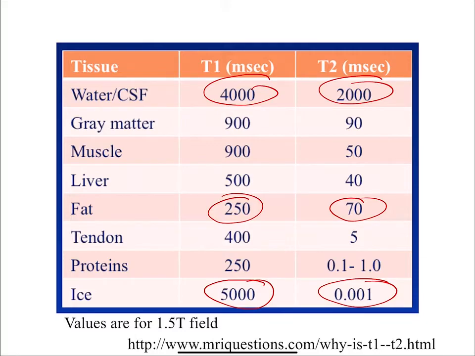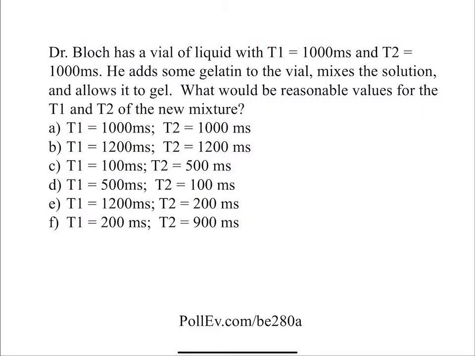Okay, and then what we talked about was tendons here, and these also have a very short T2, also because the tumbling rate is very low. Okay, so any questions on that? Okay, so this is the next question for you guys to think about. Take a few minutes and look at that.